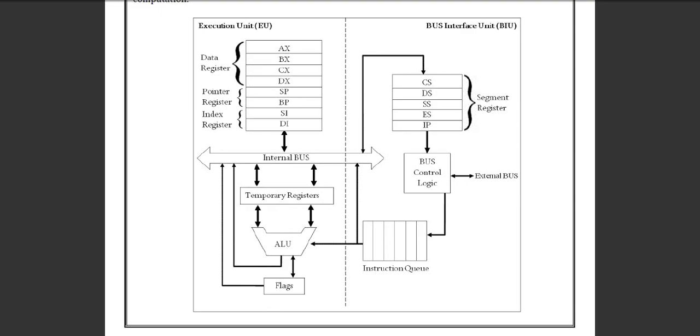In this execution unit you have some registers. The internal bus is connected with both units. Here you have the temporary registers, the arithmetic logic unit section, and then the flag section. That means in the bus interface unit section you have the segment registers, and then the control logic section, which controls the logic, and then the queue, and by that the ALU works, generates the flags, and temporarily stores them in the registers.